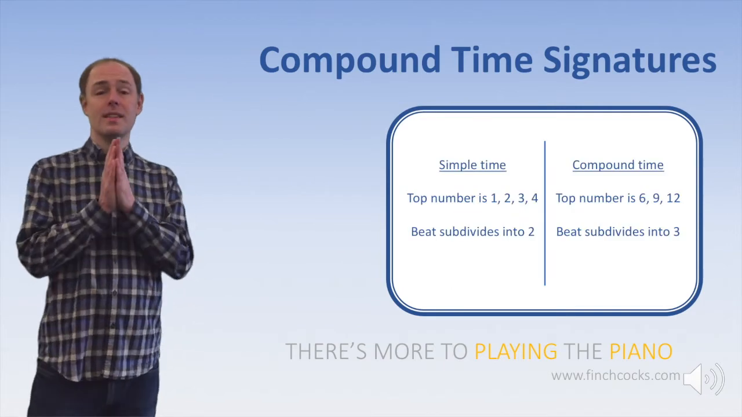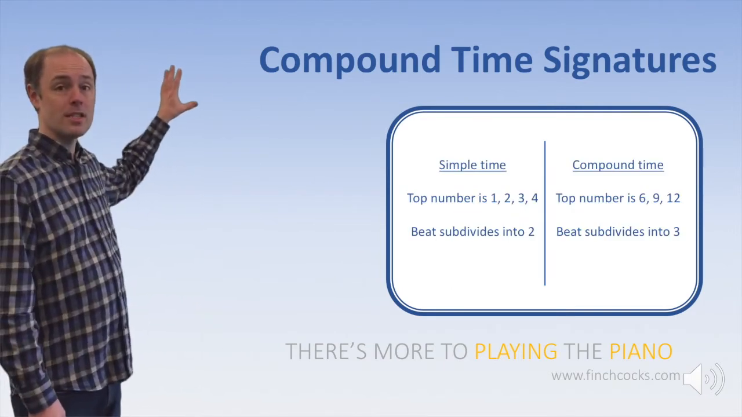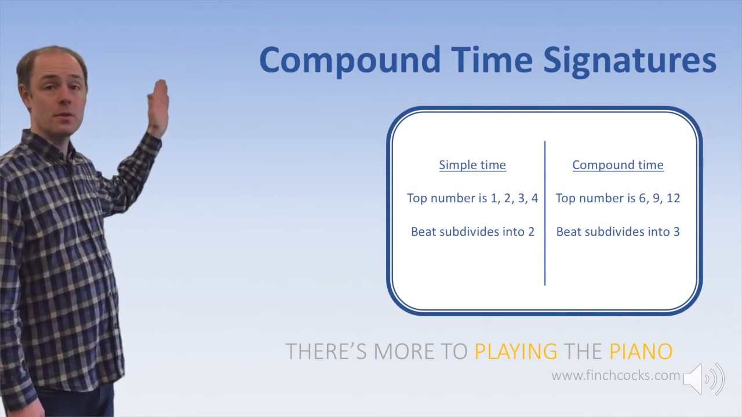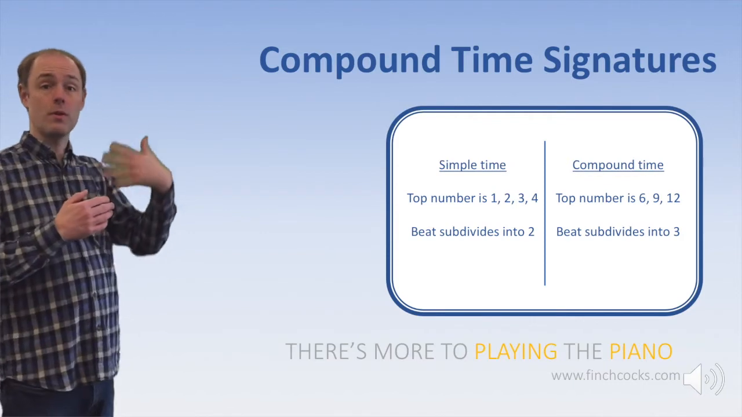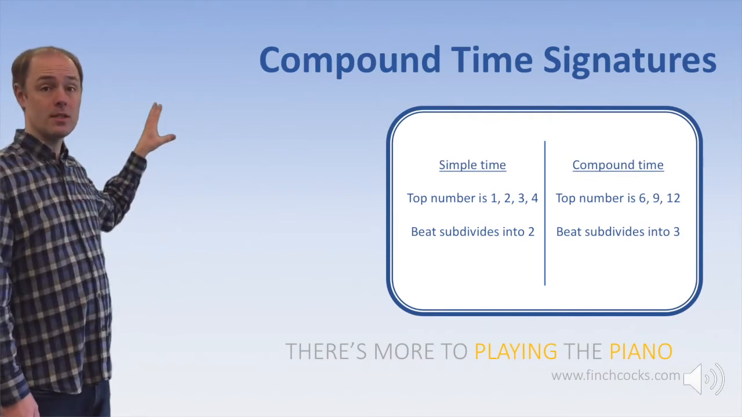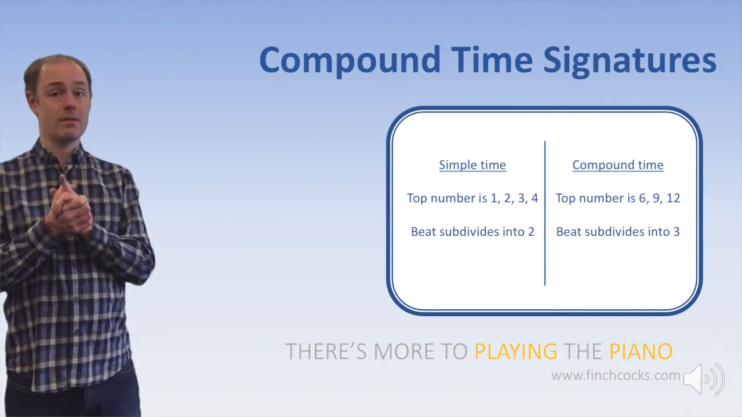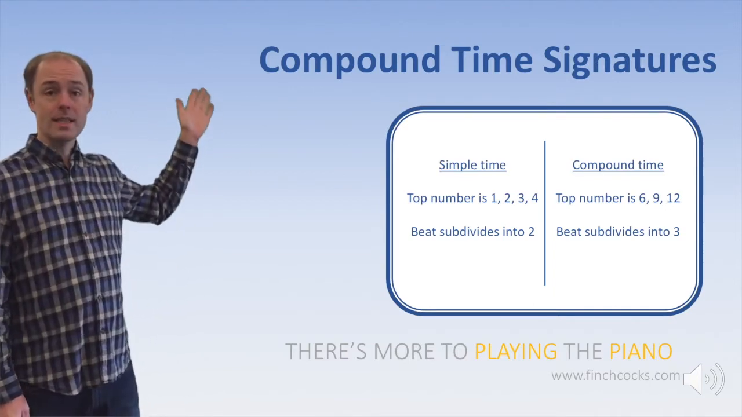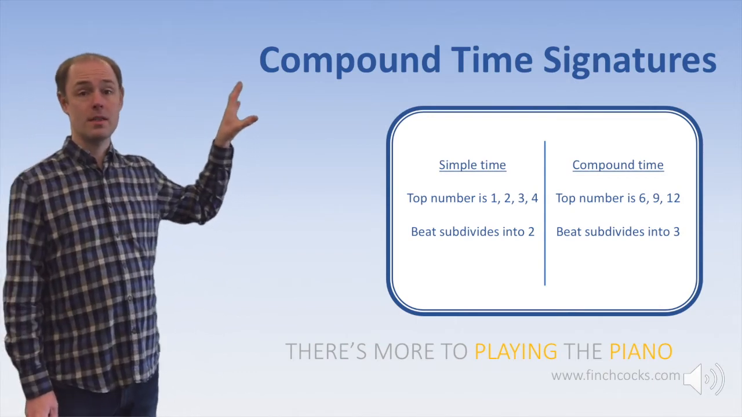Now, as a rule, simple time signatures have a 1, 2, 3 or 4 as the top note. So 2/4, 3/4, 4/4. They're simple time signatures. Compound time signatures will have a multiple of 3 but not 3 itself. So commonly 6, 9 and 12. That's indicative of a compound time signature.